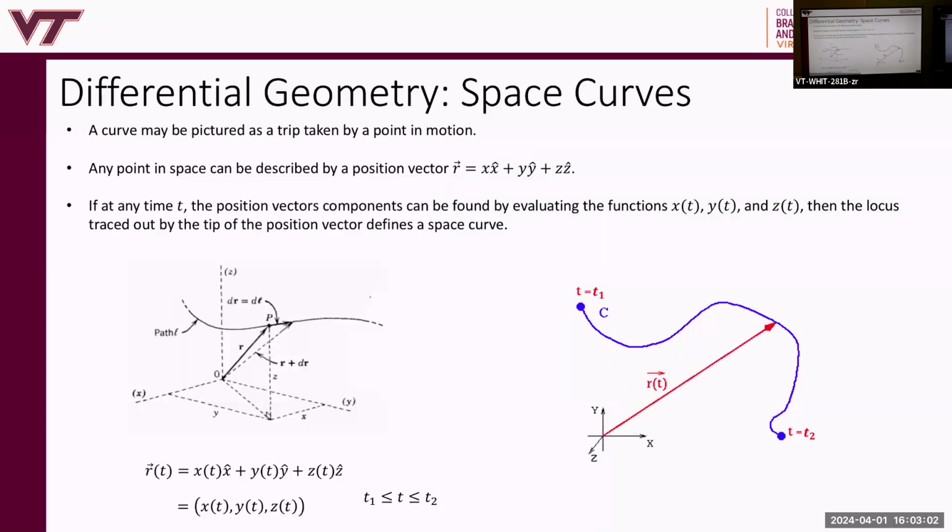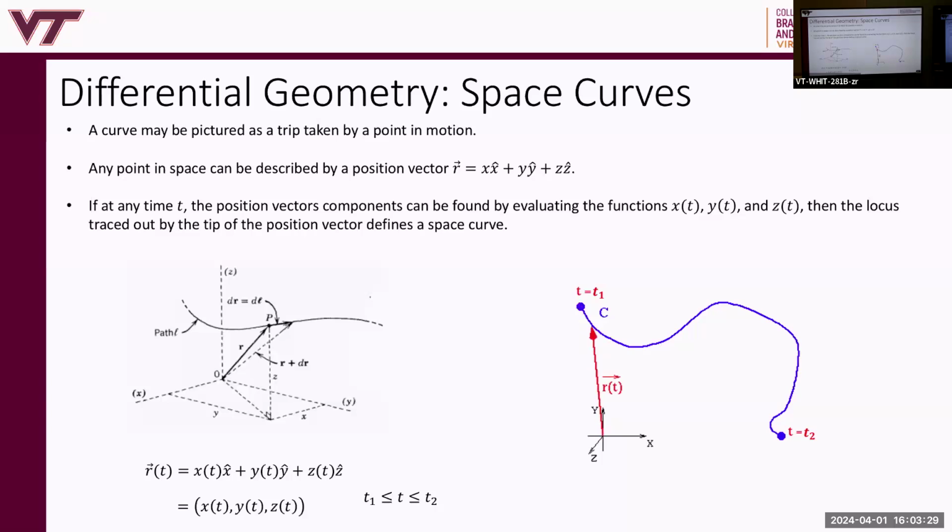We have an XYZ coordinate system in the lower right figure. There is a curve C, which starts from this point and follows some path like this through three-dimensional space. And at each instant t, we can point to different points of this curve. So this would be R of t1, for example.